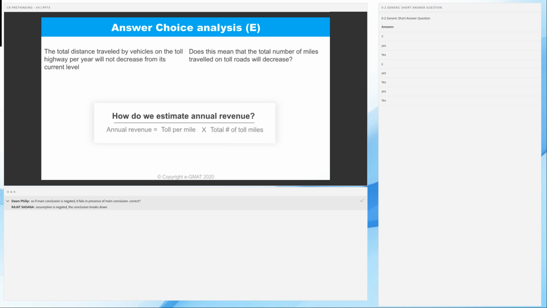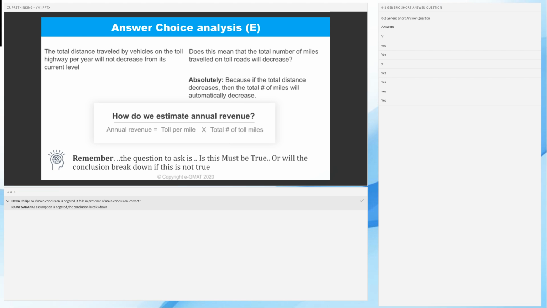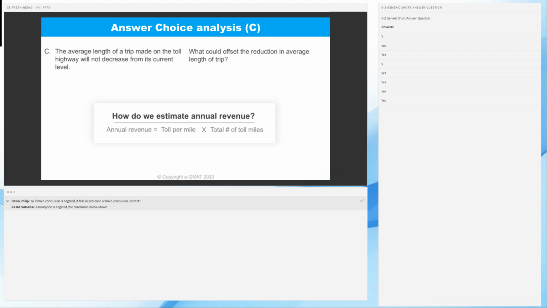The correct answer is choice E. Choice E talks about the total distance traveled. And if the total distance traveled decreases, then essentially the total number of miles will go down, which means my revenue will not go up by 50%. Okay. Let's look at choice C.